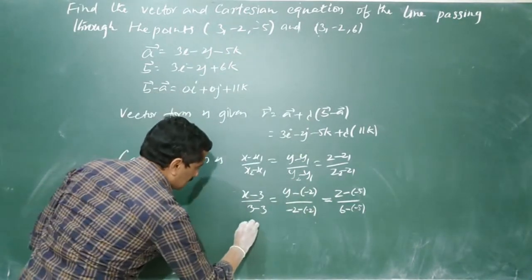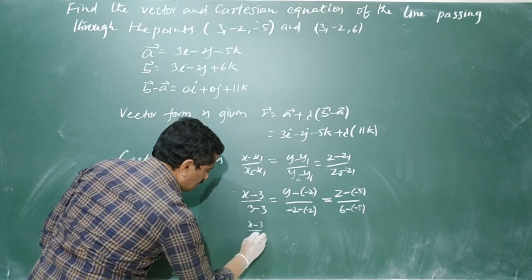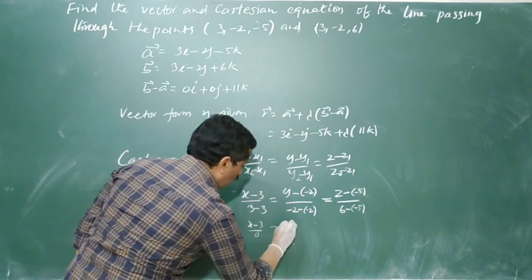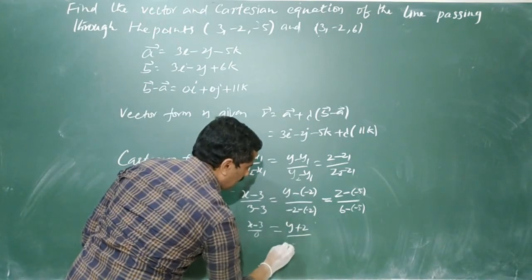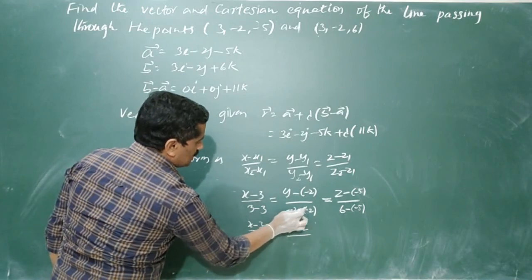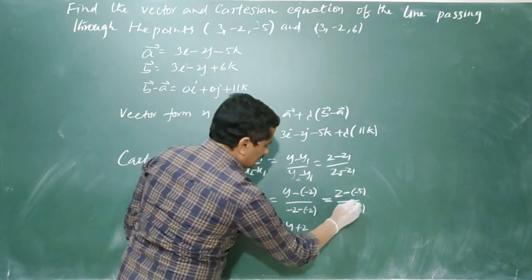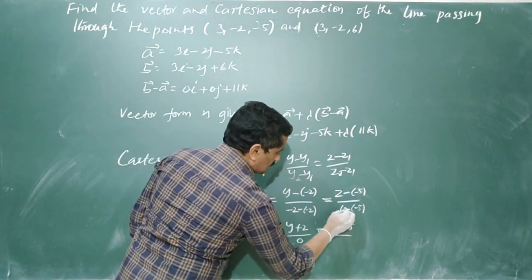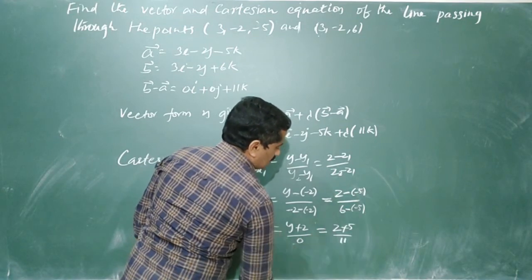Simplification, that implies x minus 3 by 0 is equal to y minus of minus, plus, y plus 2 divided by, see here minus becomes plus, minus 2 plus 2 we have 0, again that is equal to z minus of minus becomes plus 5 divided by, so minus of minus plus 6 plus 5 we have 11, which is in Cartesian form.